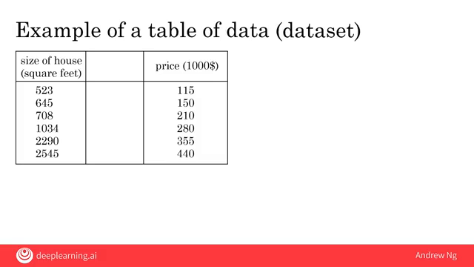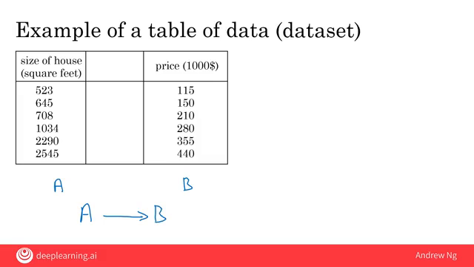And so if you're trying to build an AI system or a machine learning system to help you set prices for houses or figure out if a house is priced appropriately, you might decide that the size of the house is A and the price of the house is B, and have an AI system learn this input to output, or A to B mapping.